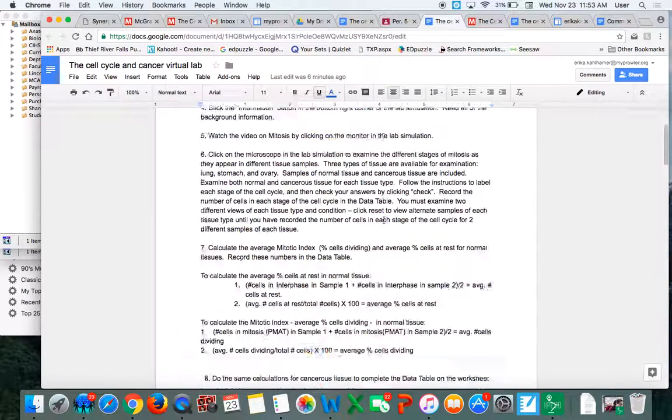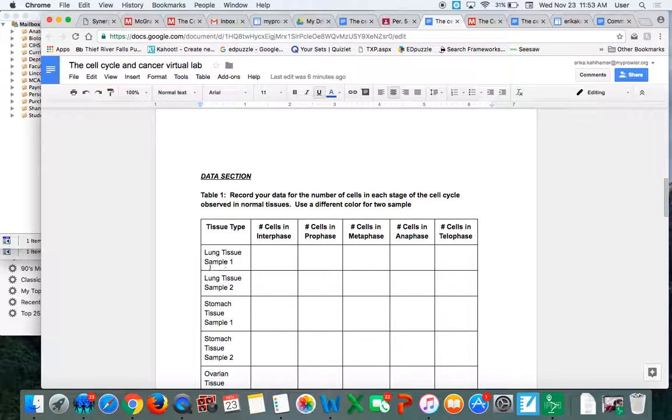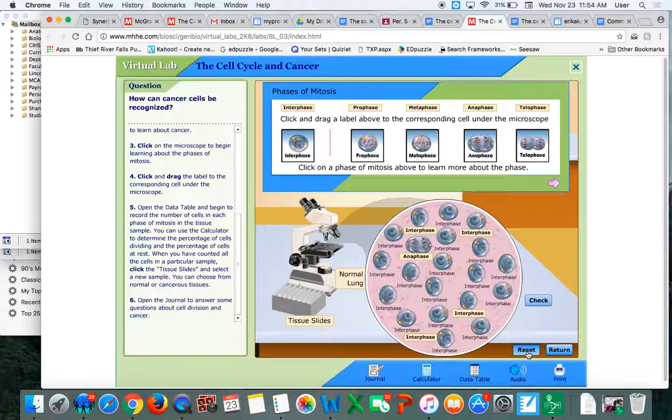So then I go back to this document. Under lung tissue sample number 1, number in interphase would be 19, and number in anaphase would be 1. You see under here I need another tissue sample of regular lung tissue. So you actually have to go back to your simulation, press reset, and do it again, do it twice. Sometimes you'll have the same exact numbers, sometimes you won't. So in this case, I would have the same numbers.